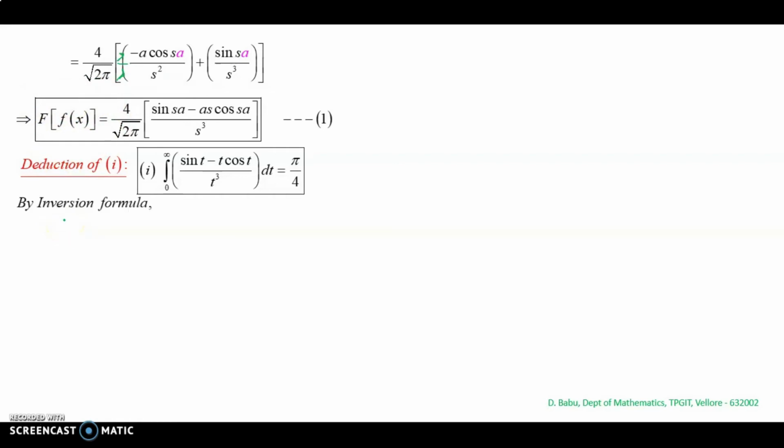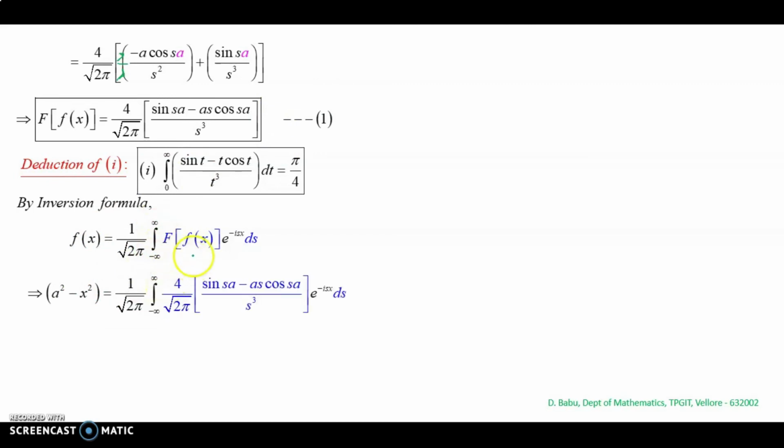Write inversion formula. What is inversion formula? F of x equal to 1 divided by square root of 2 pi, integration from minus infinity to plus infinity, Fourier of f of x, e power minus isx into ds. To substitute the corresponding terms: what is f of x? F of x is given as a square minus x square. What is Fourier of f of x? Which is given in equation 1. So substitute. So f of x equal to a square minus x square equal to 1 by square root of 2 pi, integration minus infinity to plus infinity, Fourier of f of x, which is given in equation 1. So as far as inversion formula, by comparing and substitution only we get the answer.